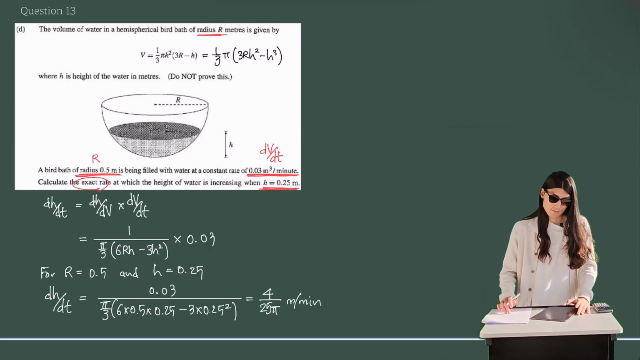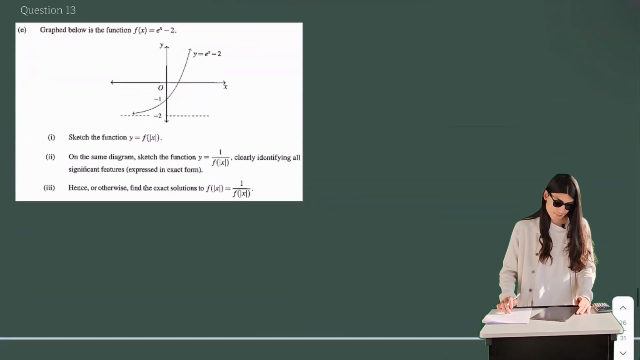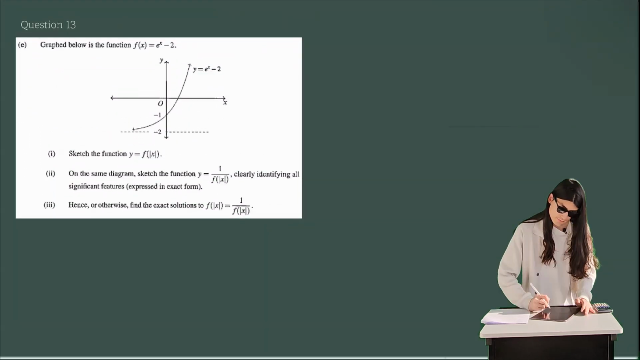Okay. And the final question of question 13. Okay, to question 13e, graphed is the function f of x, which has the equation e to the power of x minus 2. First part, sketch the graph of f of absolute value of x. All right.